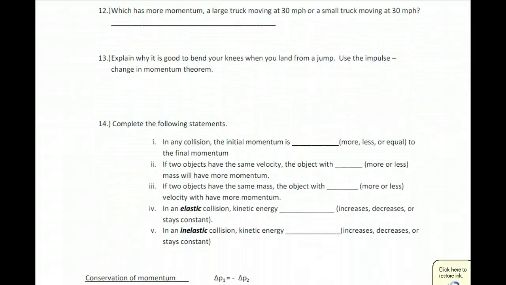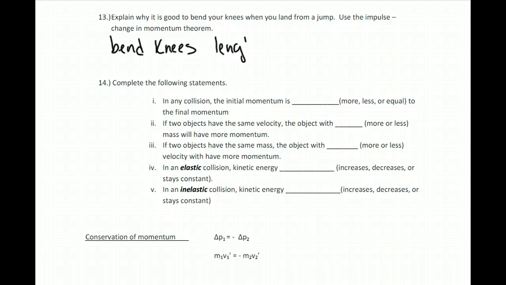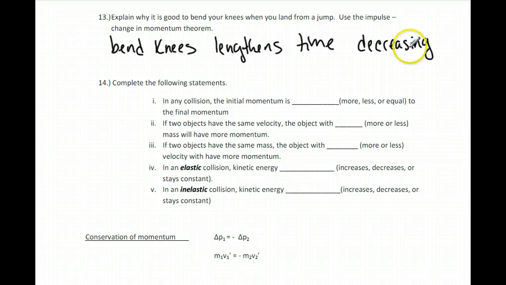Number 13. Explain why it is good to bend your knees when you land from a jump. Use the impulse-change-in-momentum theorem. So basically when you bend your knees, it lengthens the time. So you're going to get a decreasing impulse because you're multiplying by a shorter time period.